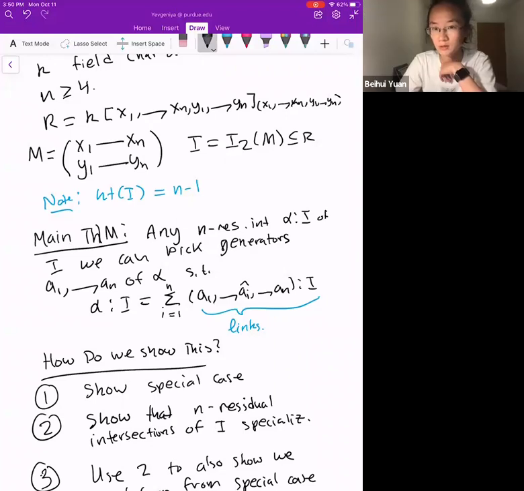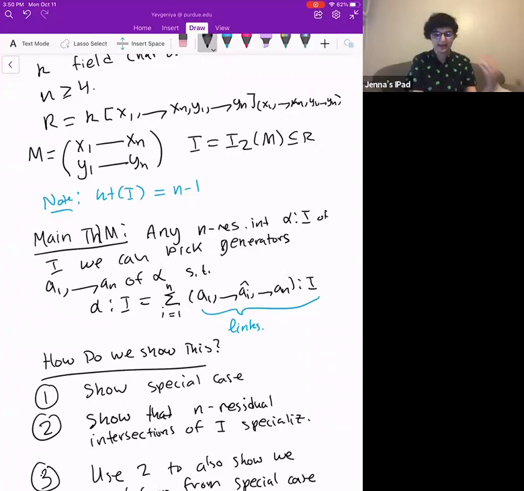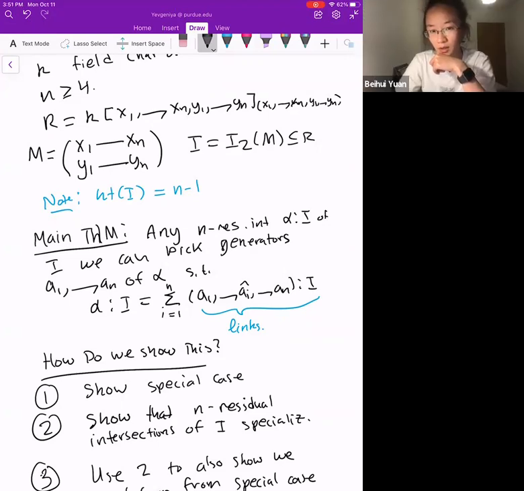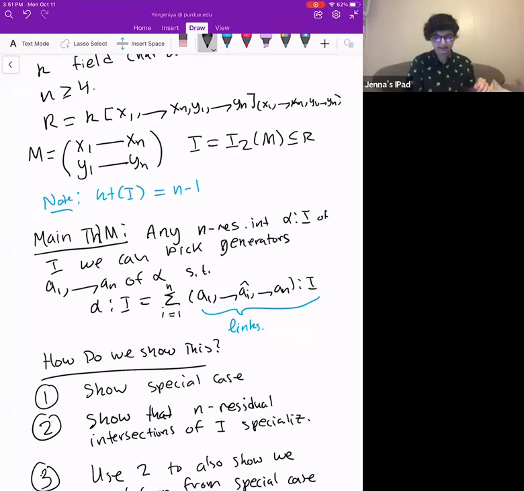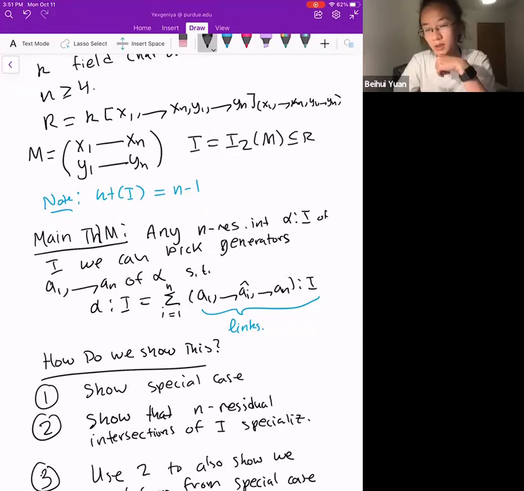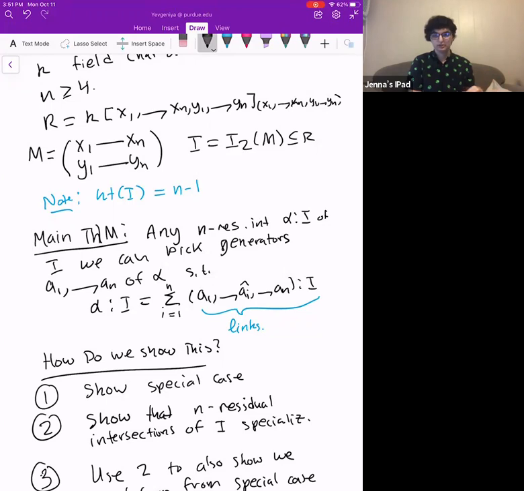Oh, okay. Because the height of I is n-1, and alpha is contained in I, and alpha is generated by n elements, and actually each n-1 subsequence of alpha is a complete intersection, but alpha itself is not a complete intersection. I see. And the height of alpha is not the height of I in this case, right? No, the height of alpha is the height of I. Okay. Yeah, alpha is not a complete intersection. I see. Okay, thank you.